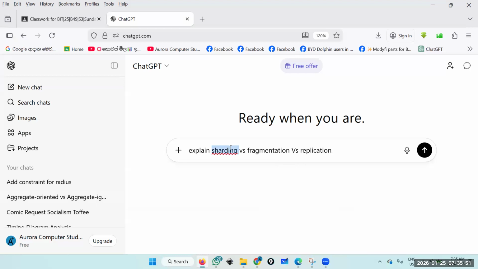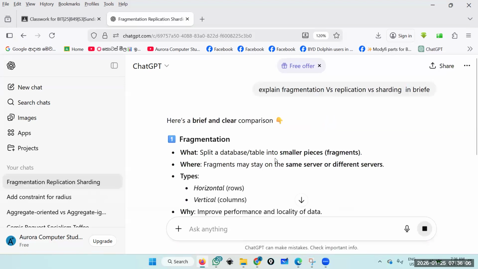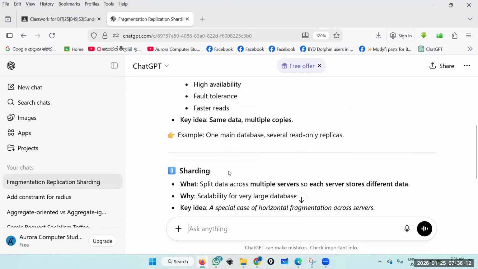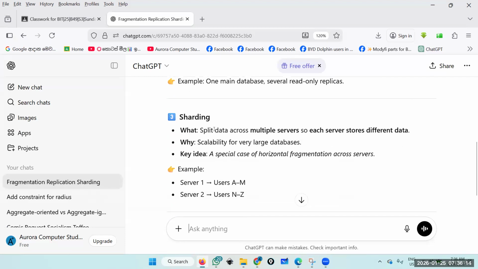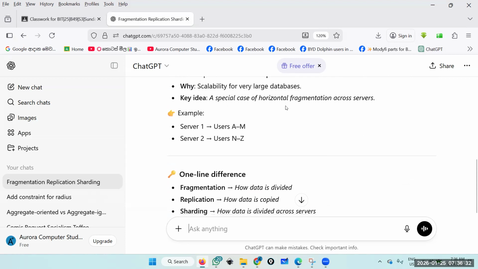Let's take this in brief because we don't need a lot of details. Split a data table into smaller pieces, right? We know replication is a copy of the same data. Sharding splits data across multiple servers, so each server stores different data. Yes, you can see it's a special case of fragmentation, rather than replication, right?